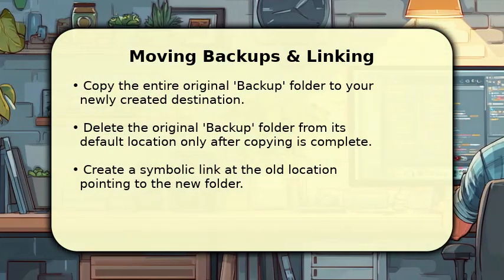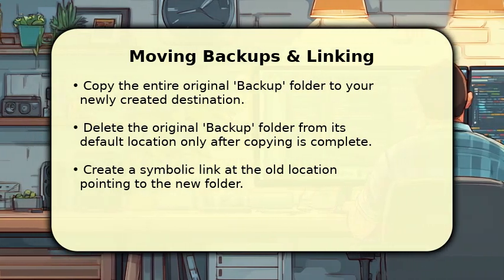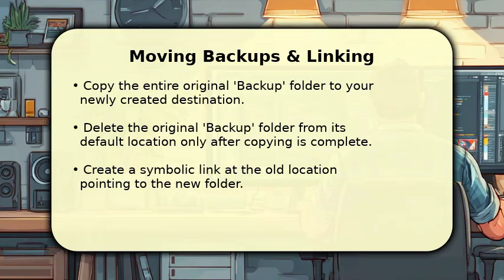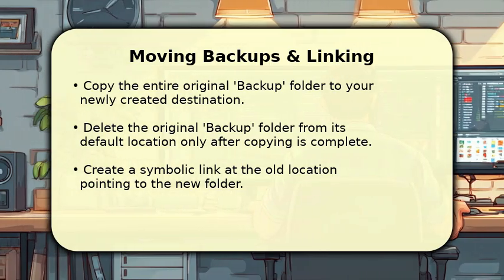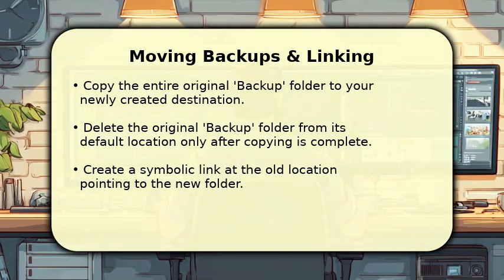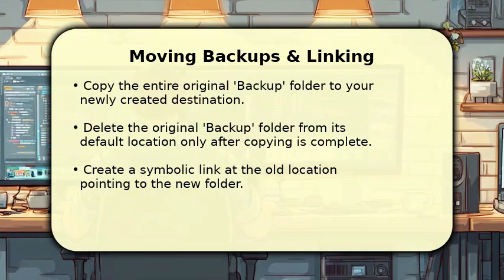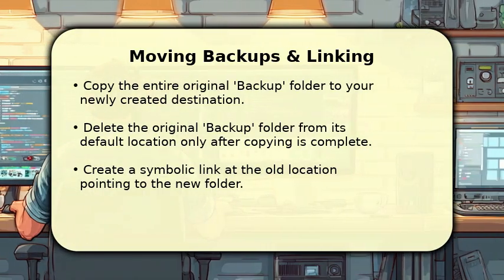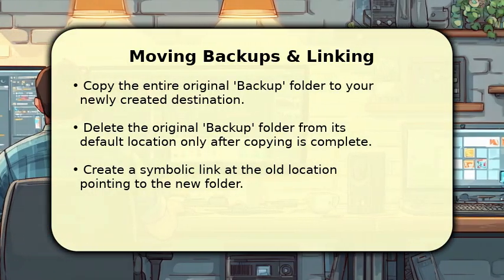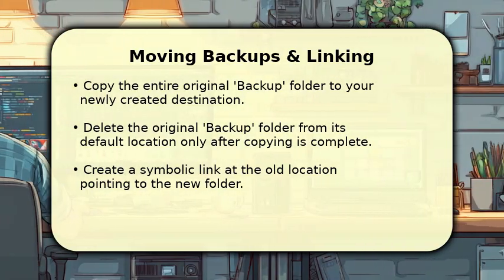Now we will move your existing backup data and create a crucial link. First, copy the entire backup folder from its default location to your newly created folder. After verifying the copy is complete, you can safely delete the original backup folder. Then, open your command line or terminal and create a symbolic link, which acts like a permanent shortcut. This trick ensures your system always looks for backups in the new spot.